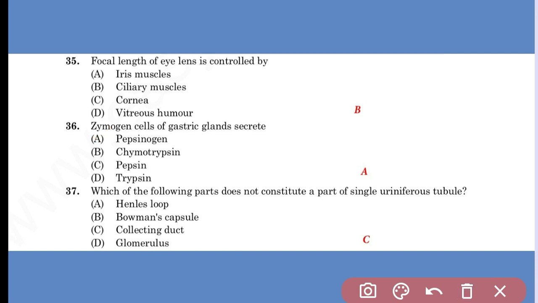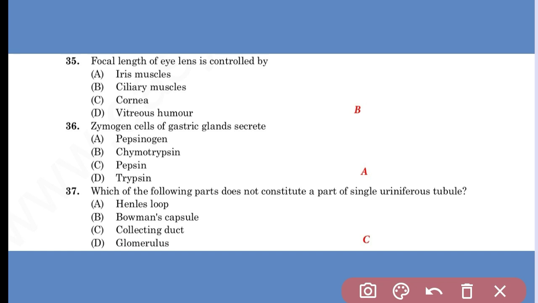Then the next question: which one of the following parts does not constitute a part of a single uriniferous tubule? The loop of Henle is a long U-shaped portion of a uriniferous tubule that conducts urine within each nephron of the kidney. The function of the loop of Henle is the recovery of water and sodium chloride.